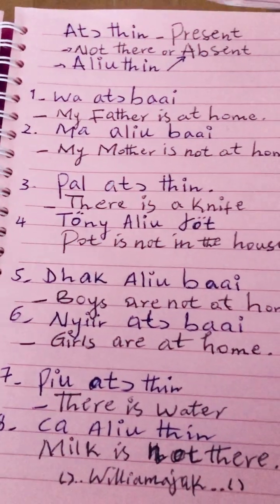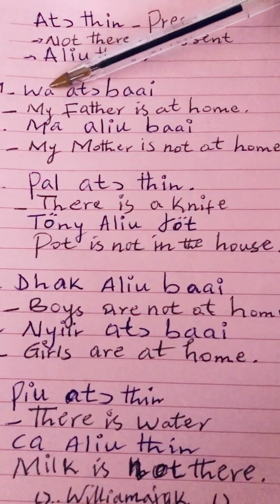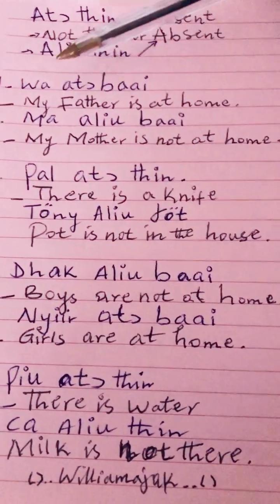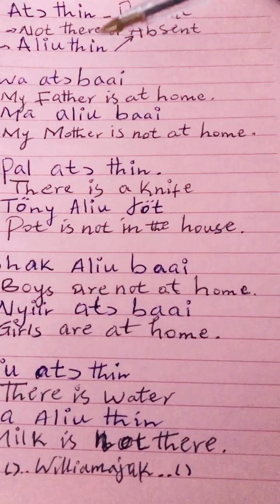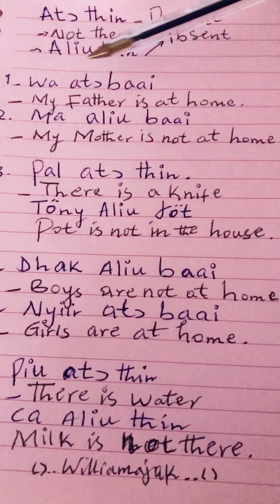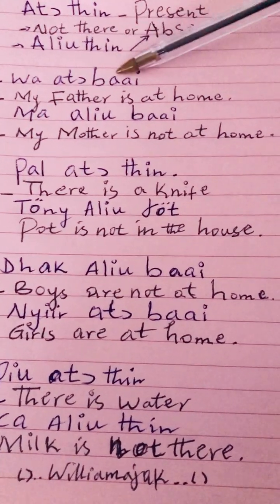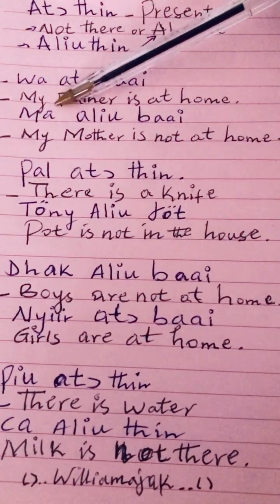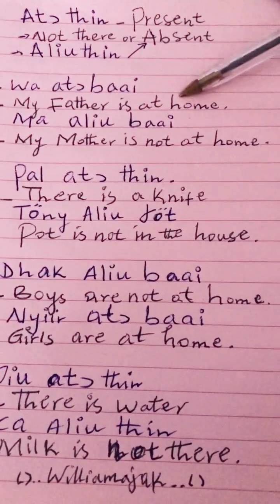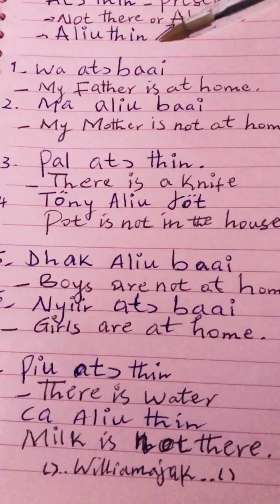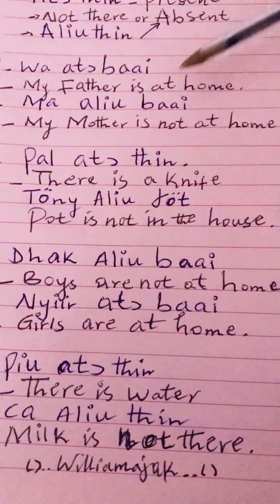Let us take for example number one, wa atau bai. Wa means father, my father. Atau we got before, present. Bai means home. That means my father is at home, or my father is present at home. Wa atau bai: my father is at home.